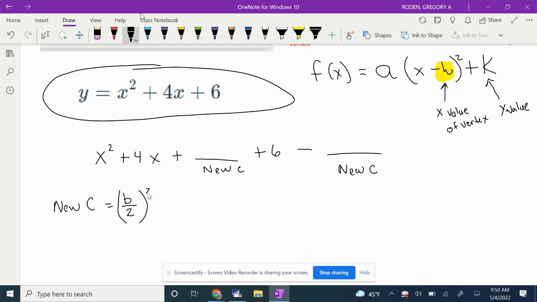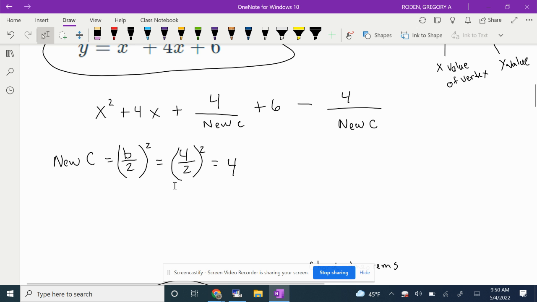So what number are we going to put in for b? 4. So we put 4 over 2, and then we square that number. Well, 4 over 2 is 2. Squared is 4. So we're going to put a 4 here, but then we're going to subtract 4. Again, did we change the value of this equation? No. We're just adding a 0 to it. So why would we do that? Let me come down and rewrite this a little bit.